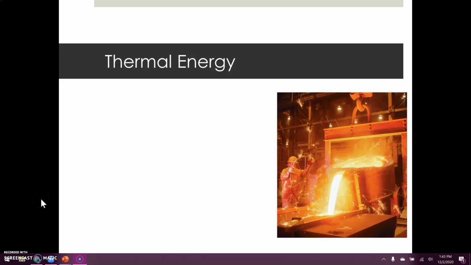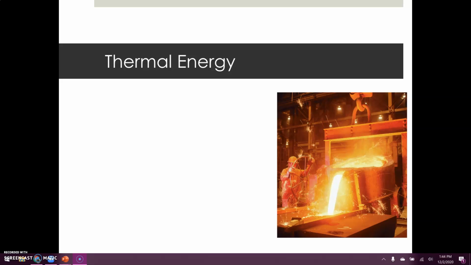So we started off this chapter talking about two major forms of energy, and those are potential energy and kinetic energy. There's a lot of other forms of energy too, in addition to those. So we're going to talk about 6 other major forms of energy. There's many more on top of this, but we're going to stick to these 6 that you guys will be responsible for knowing what they are and how to identify them.